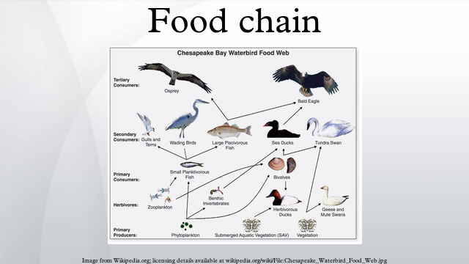Food chains are often used in ecological modeling. They are simplified abstractions of real food webs, but complex in their dynamics and mathematical implications.